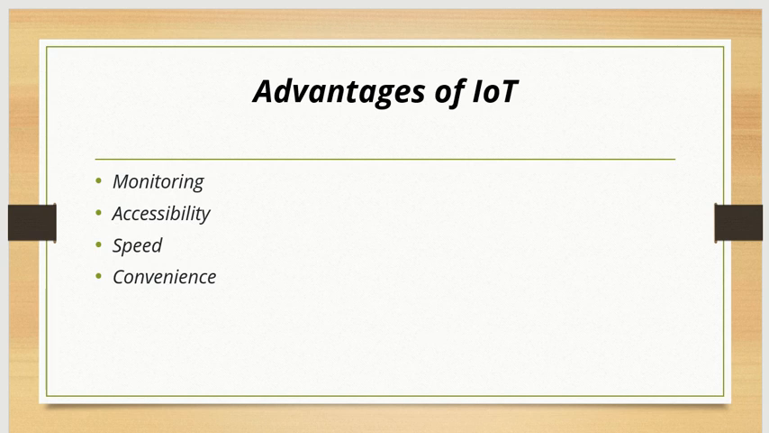Then the next one is convenience. The IoT monitoring simplifies processes and interactions, making things more convenient. With connected devices and automated systems, tasks that used to require manual effort can now be handled automatically. For example, a smart thermostat can adjust the temperature based on your preference and scheduling without human intervention. These are the advantages of IoT.